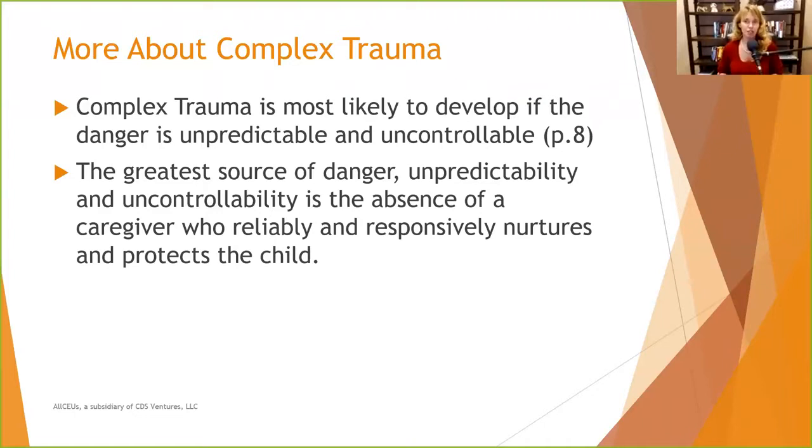The greatest source of danger, unpredictability, and uncontrollability is the absence of a caregiver who reliably and responsibly nurtures and protects the child. So let's think about that for a second. They're saying with smaller children, the greatest source of danger isn't necessarily a particular acute trauma, but the unpredictability and uncontrollability of a caregiver who is not there. A child who can't control their own situations. Think about a 2 or 3-year-old whose mom or dad may or may not be physically there, or may or may not be emotionally present because they're on drugs or in jail, and they're not able to provide any sort of emotional comfort or nurturance. That little child is dealing with the world pretty much on his or her own as a 2 or 3-year-old. Now, how scary must that be?